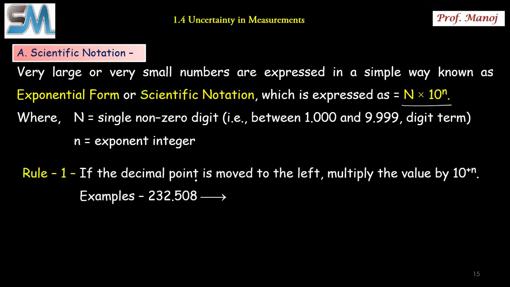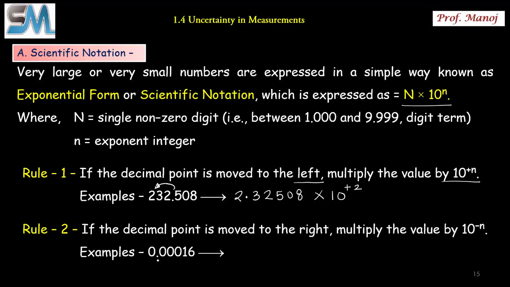For example, if you are given a number 232.508. So, you know, we are going to shift the decimal point after the first digit. So my number will be 2.32508 multiply by 10 raised to. The rule is, if you are shifting it to the left, the power of 10 will be positive. I have shifted the decimal point 2 places to the left. So this will be 10 raised to 2 positive.